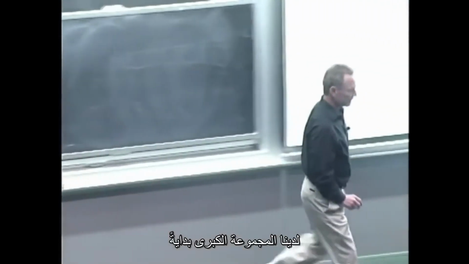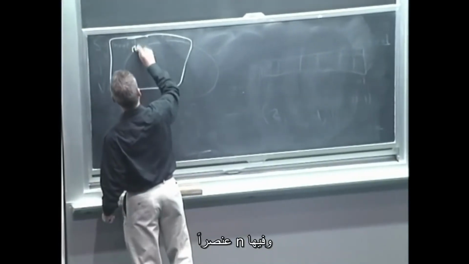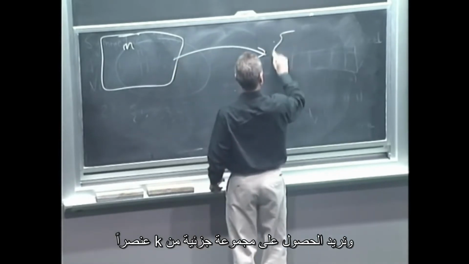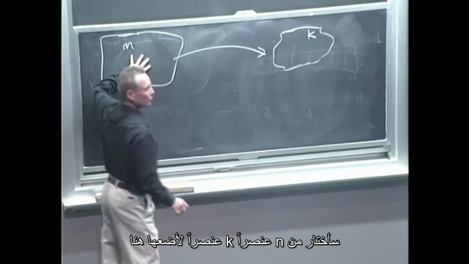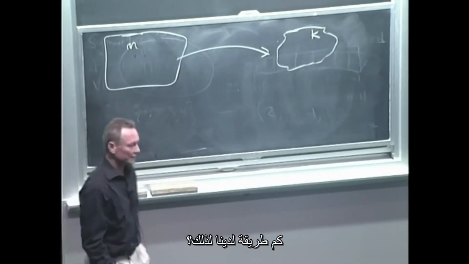So we start with our big set that has n elements, and we want to construct a subset that has k elements. Out of those n, I'm going to choose k and put them in there. In how many ways can I do this?